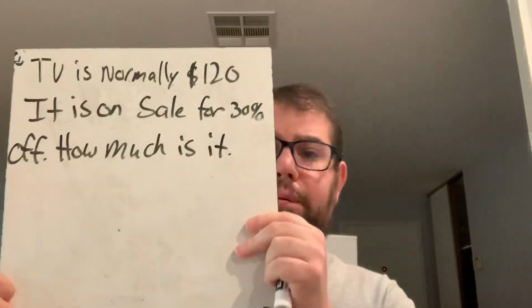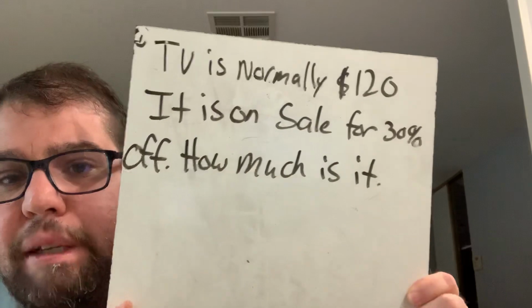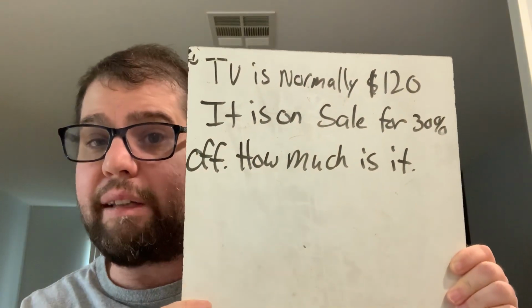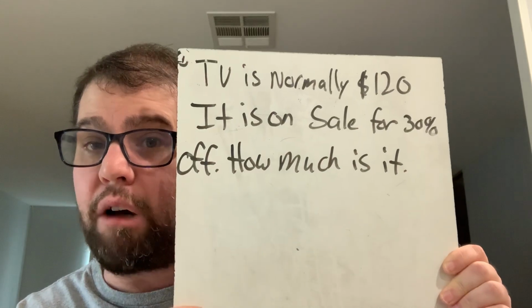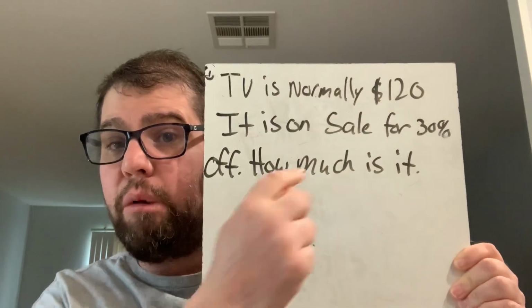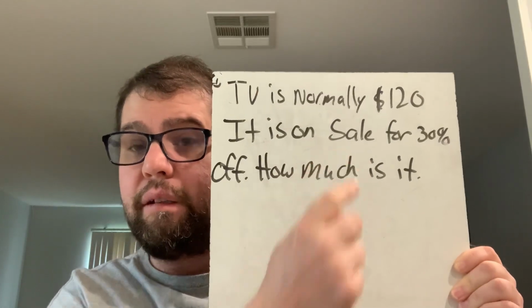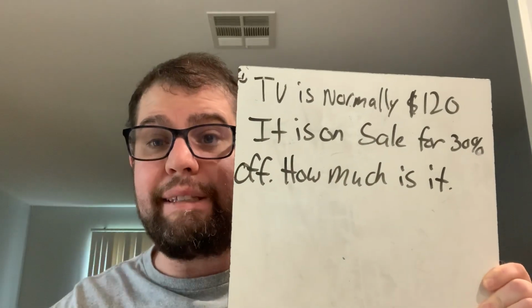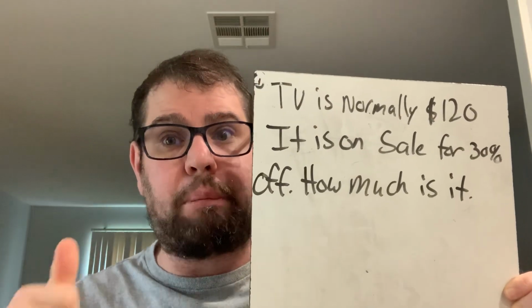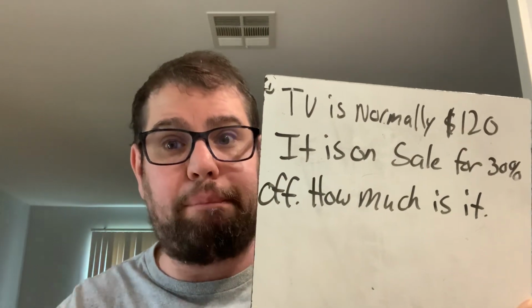My very first problem is a TV is normally $120. It is on sale for 30% off. How much is it? So again, we see on sale. That means the price is going down, which is awesome. We like sale prices. It's how we save money. So how do we solve this?